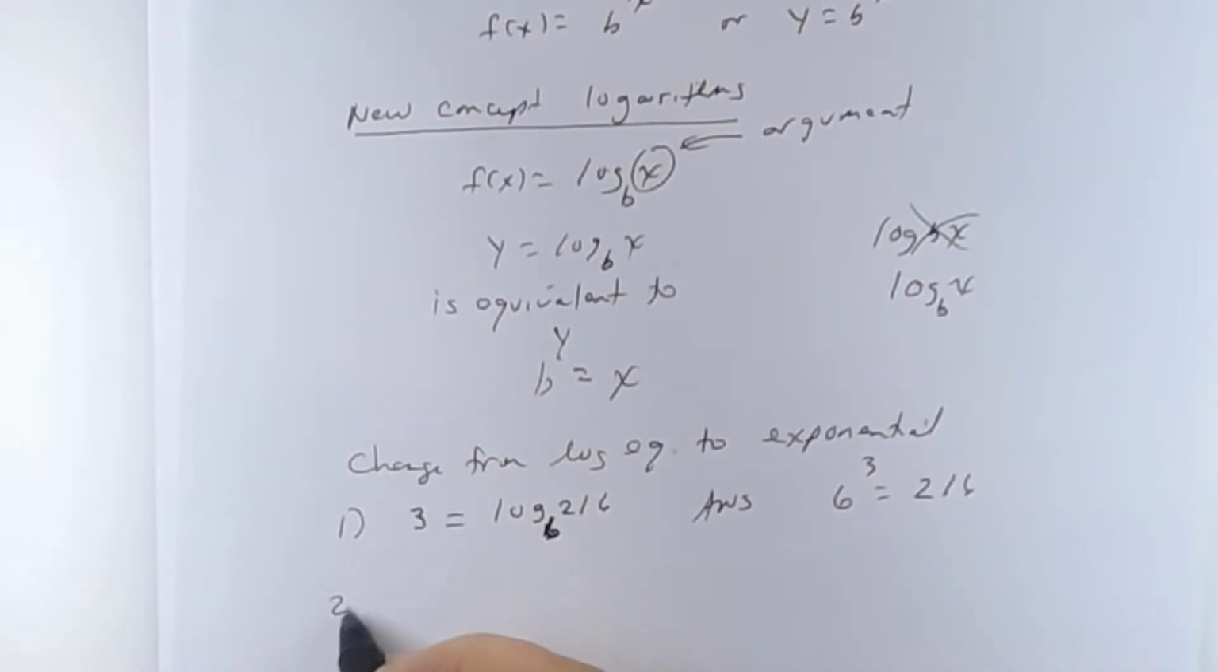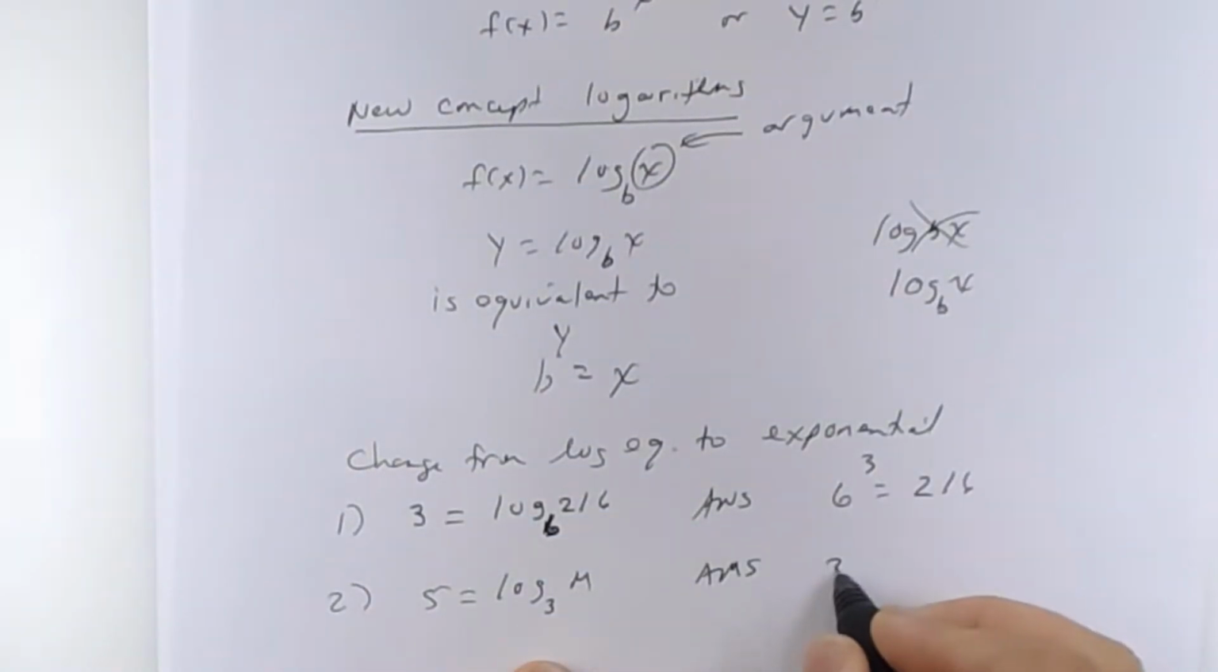All right, number 2. 5 equals the log of m base 3. What form is this in? Log equation. I want to change it to an exponential equation. To change to the exponential equation, what's the first thing I've got to find? The base. What's the base? 3. What am I raising it to? And what does that equal? The argument m. You're done. That's all you do.